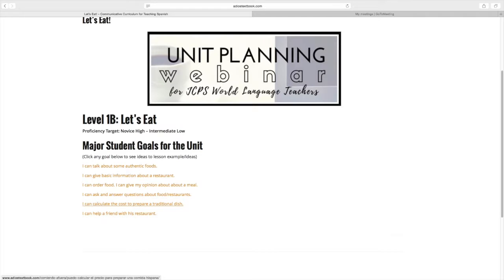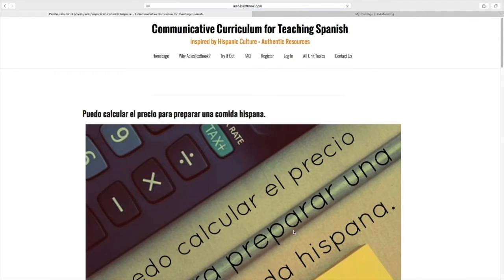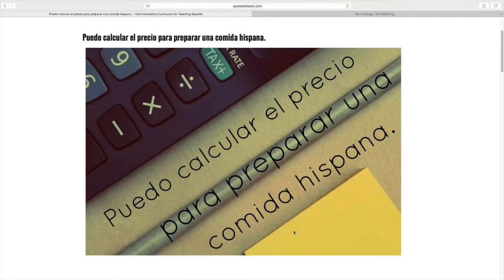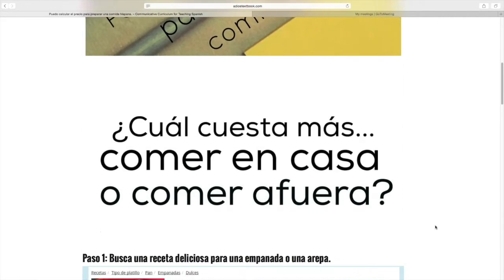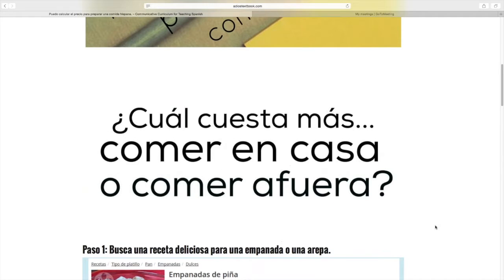Second to the last one, I can calculate the cost to prepare a traditional dish. I'm going to prep them with the question, and hopefully they don't know the answer. That's the goal. But what costs more, eating at home or eating out? And I think the real answer is it depends, but it's fun to watch students process that and give their opinion and maybe go back and forth about it.